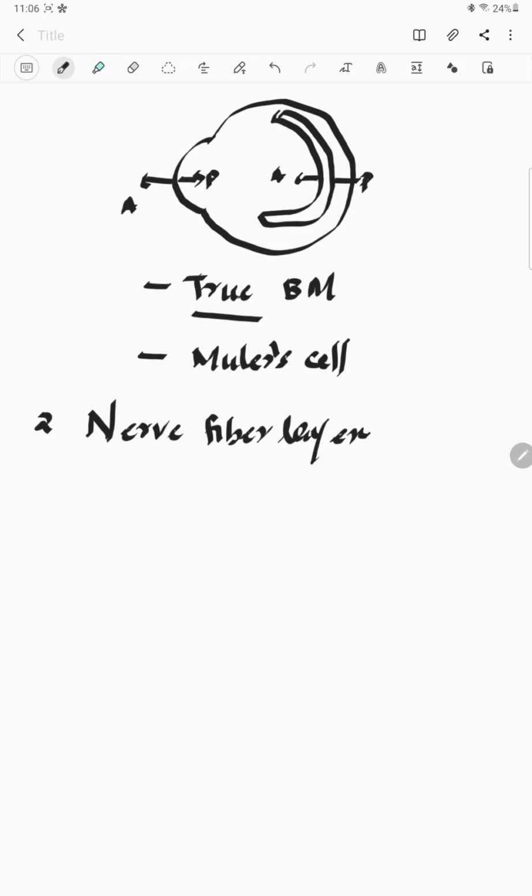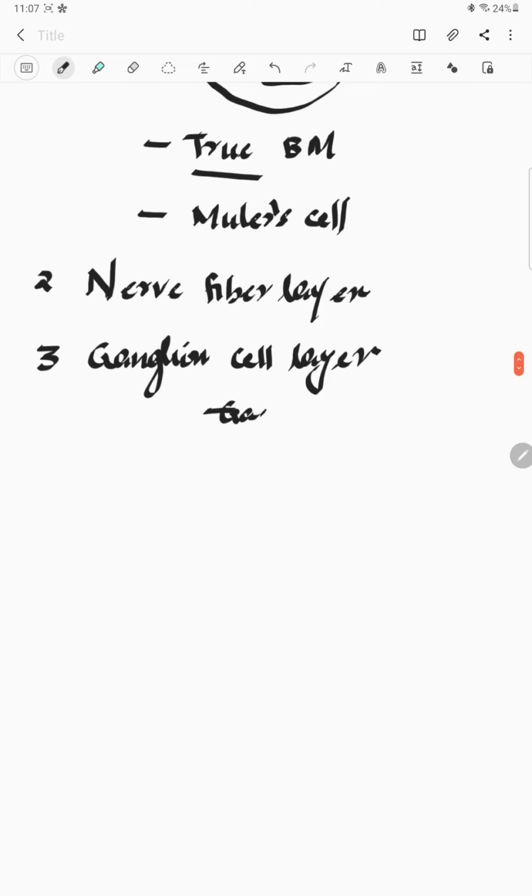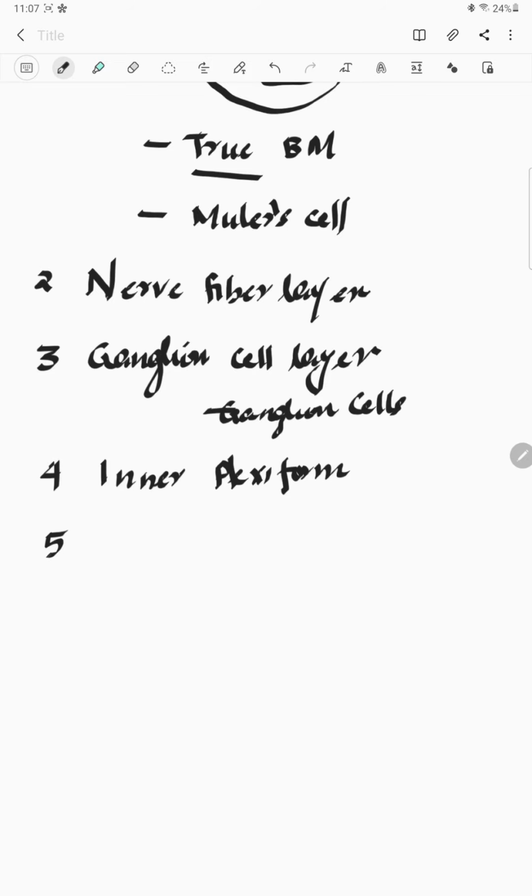This forms nerve fiber layer. Then the third layer, G, stands for the ganglion cell layer, which consists of ganglion cells. And the fourth layer, remember I2, O2, E and P2. I stands for inner plexiform layer. Inner plexiform layer. I2, one more I, that means inner nuclear layer.